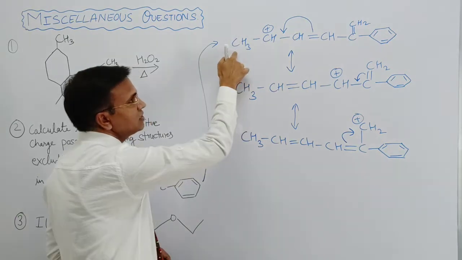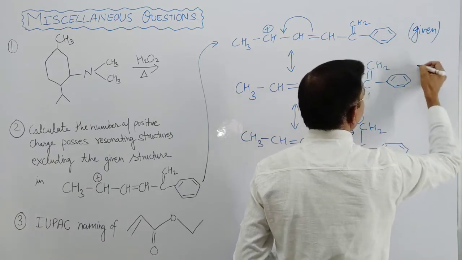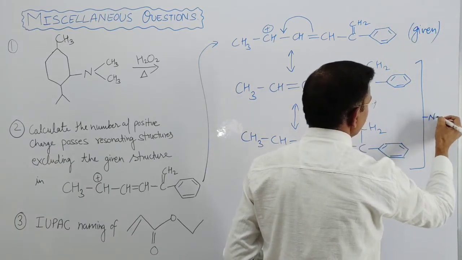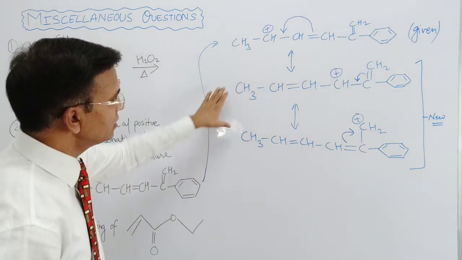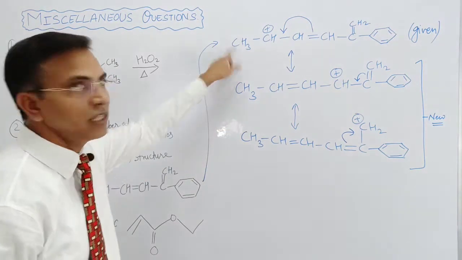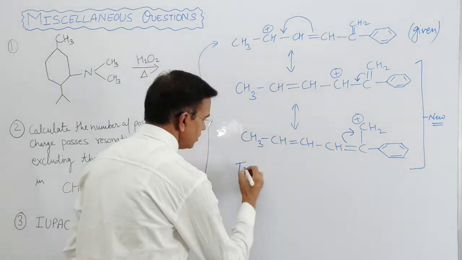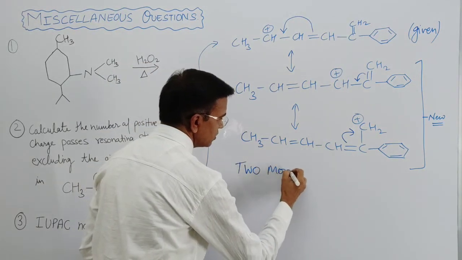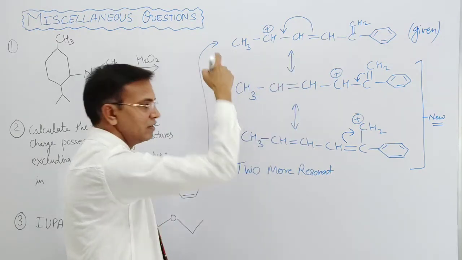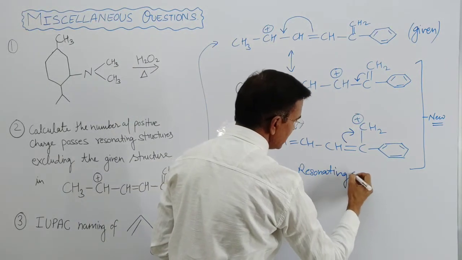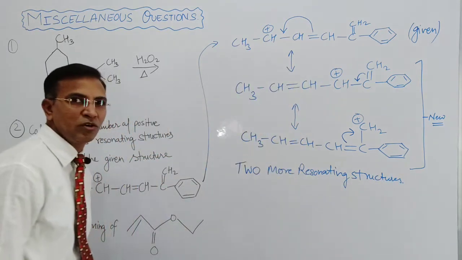This species is given, and these two are new resonating structures. According to the question, we have to calculate the new resonating structures excluding the given one. So the answer will be 2 more resonating structures, and the total is 3, since one is given. So this is how to solve the second question.